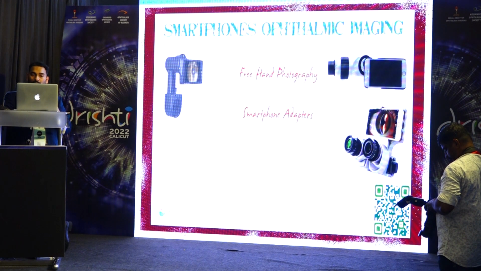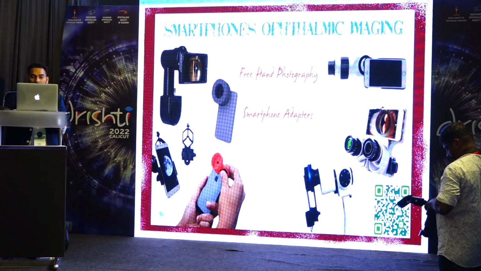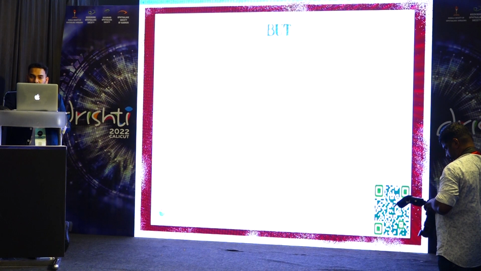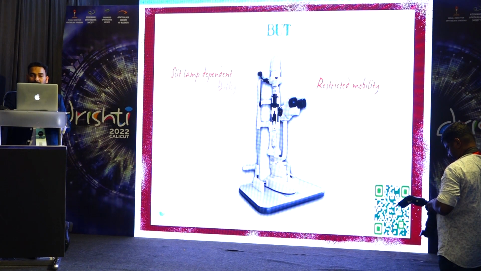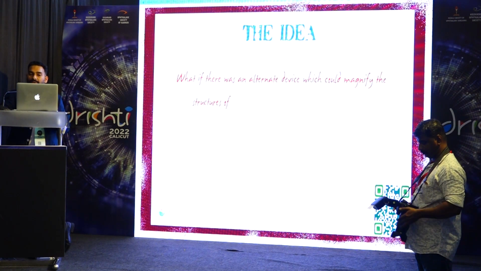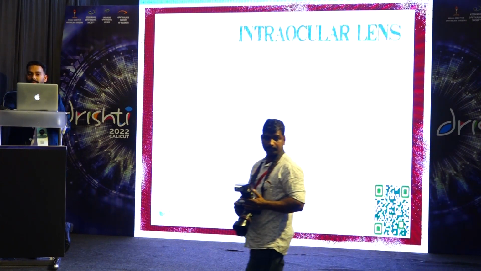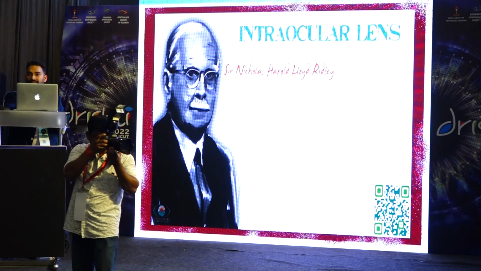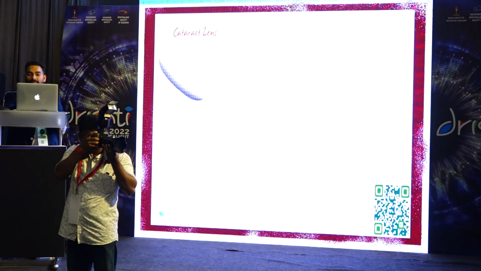As we have seen how we can use freehand photography and with adapters, the next thing we would want to see is what if we don't have a slit lamp? Because it's bulky, expensive. You cannot take a slit lamp everywhere. So the idea was, why not use a magnifying glass like an intraocular lens, which can be made by yourself and can be used in configuration with your smartphone.